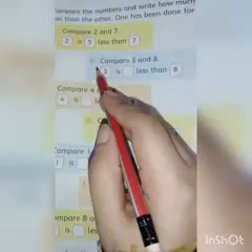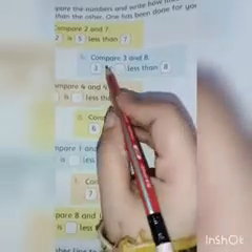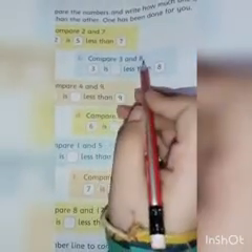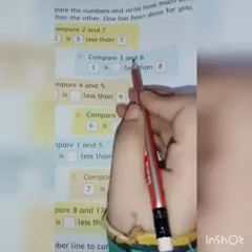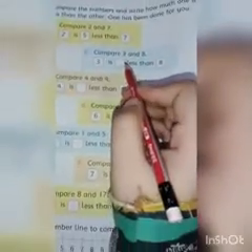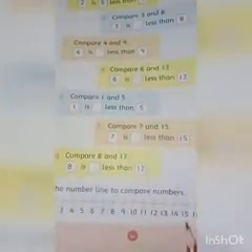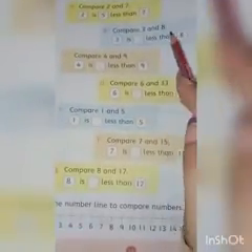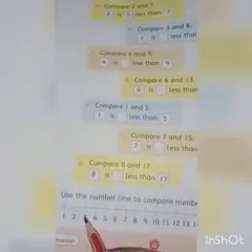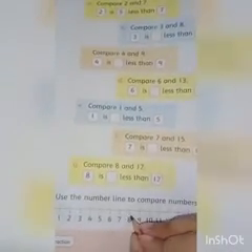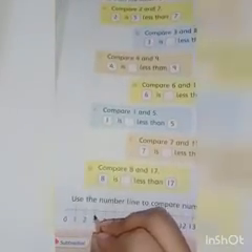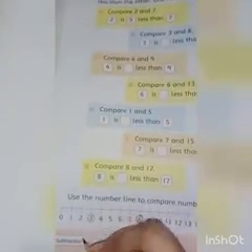Here we have point B. At point B, here we have compare 3 and 8. We are going to compare these two numbers, 3 and 8. For this, we are going to use the number line. First of all, we are going to find out these two numbers on the number line. Here we have the number 8, which is our bigger number, and here we have the number 3, which is our smaller number.